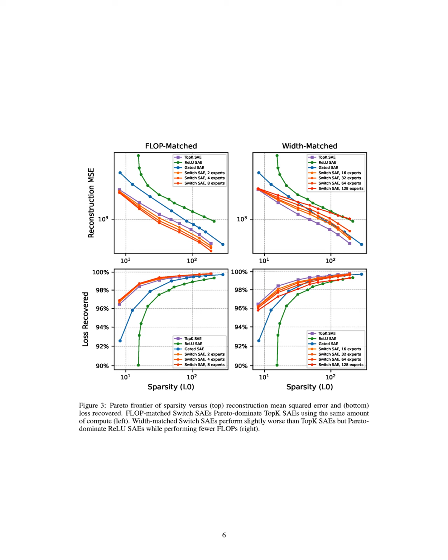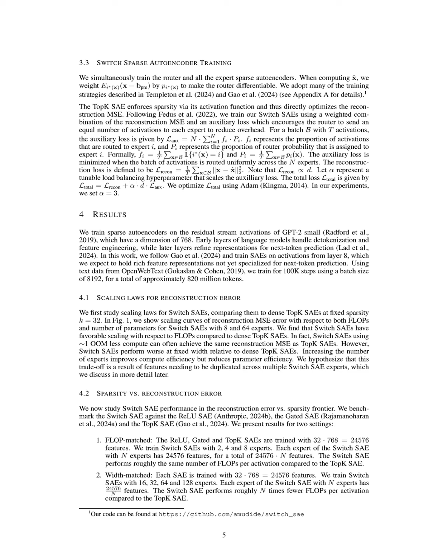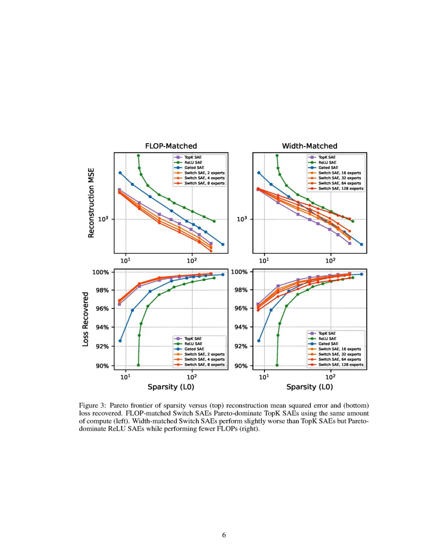The effectiveness of the switch sparse autoencoder, switch SAE, was validated through experiments using the residual stream activations of the GPT-2 small model, specifically from layer 8, which has a dimension of 768. The training involved approximately 820 million tokens from the OpenWebText dataset over 100K steps, with a batch size of 8,192. Performance metrics included reconstruction mean squared error, MSE, and the proportion of cross-entropy loss recovered when the sparse autoencoder output was integrated back into the language model.